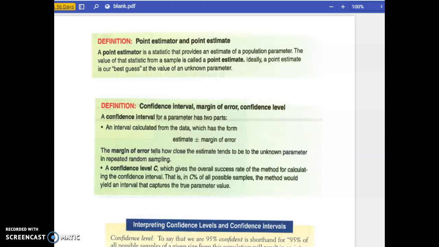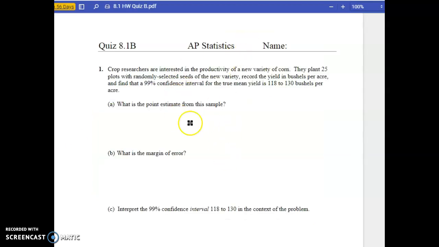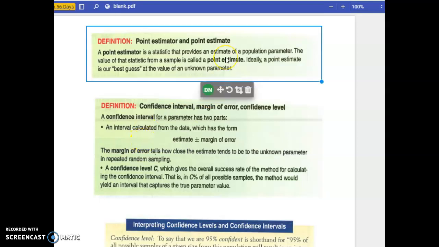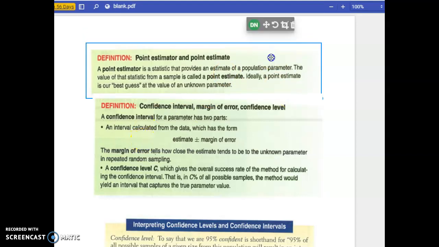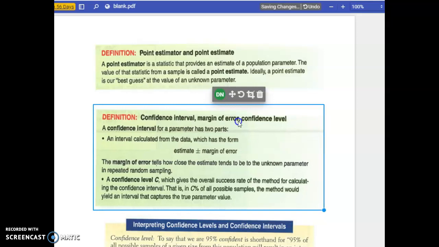Hey everybody, I'm going to go over the 8.1 homework quiz solutions, but I'm also going to do a quick overview of 8.1, the textbook work, because I had a few people ask me the same questions. I just want to make sure to clarify some things from the book. So I just took some screenshots of the highlights of 8.1.